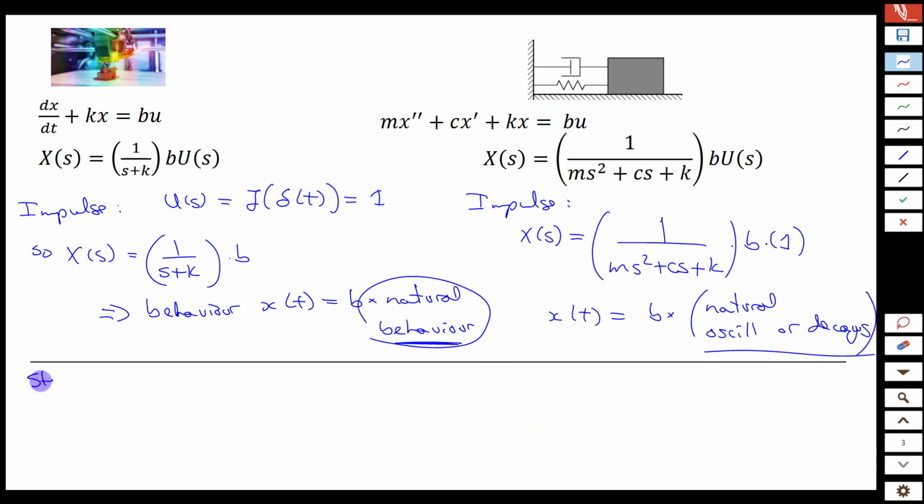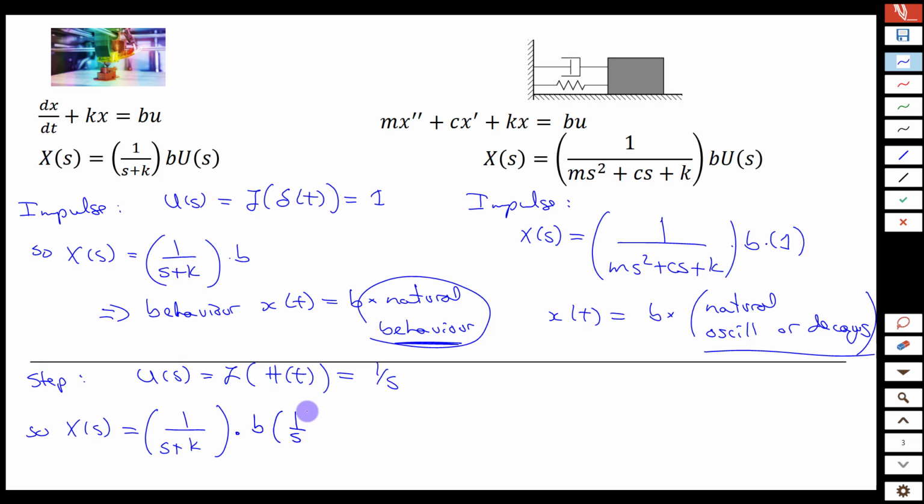And so if we do the step function, what we get is our u of s is equal to the Laplace of the Heaviside function, just that on-off function, or off then on function, and it's 1 over s. And so our x of s then is equal to the transfer function times b times 1 over s. Now, this is less obvious than I would like ideally, but what I'm going to do is harken back to first year calculus, where you learned about a technique called partial fractions.